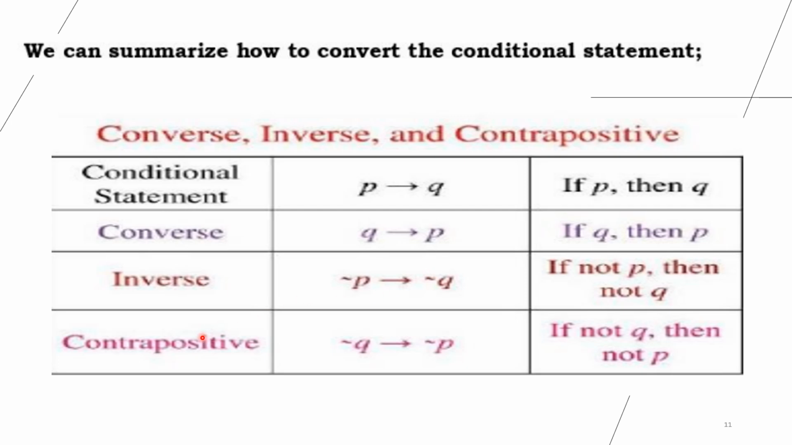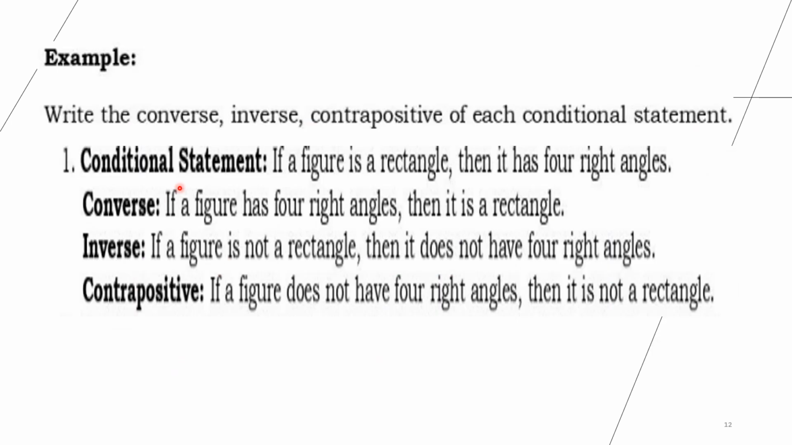So the contrapositive is, if not Q, then not P. If not Q, then not P. So that means we interchange the inverse to get the contrapositive. Okay. Now let's study some of the examples on the next slide.